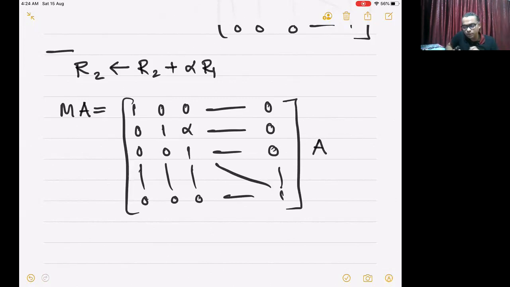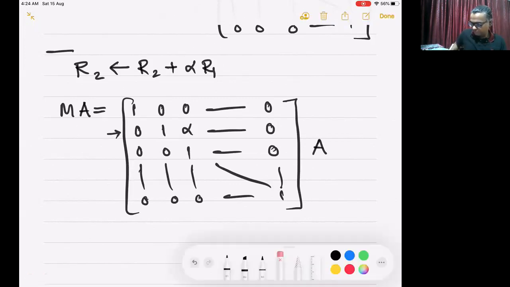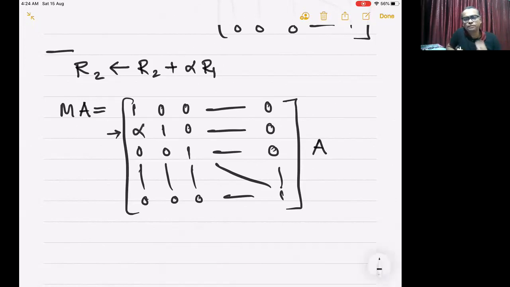Now the question is why. So when I do this one, notice this row. This row once again has every entry 0, only there is a 1 at the second position. Oh, sorry, I made a mistake. I made a big mistake. This is unforgivable. This ought to be 1. So this ought to be alpha. This is alpha. Now here, when I do this, what happens? Everything else is 0, only alpha is here and 1 is here.